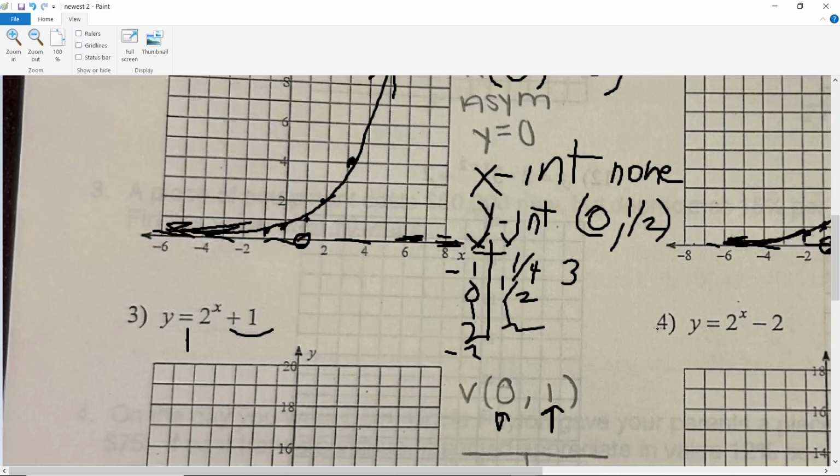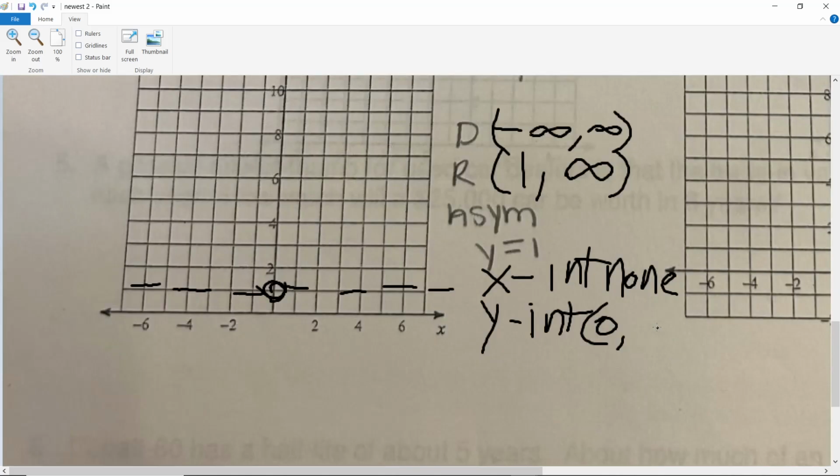Two to the 0 is 1, plus 1 is 2. So 0, 2. And I guess I'll put that in the graph. Then I can graph some points. I already know 0, 2.